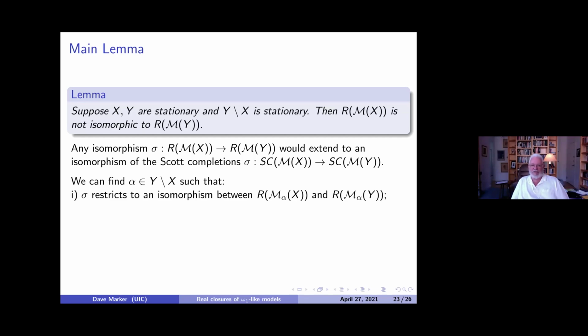I look for an alpha such that sigma restricts to give me an isomorphism between the real closure of M alpha on the X side and the real closure on the Y side. I pick my alpha so that S alpha of X is real closed, and that this sigma is an isomorphism between S alpha of X and S alpha of Y.